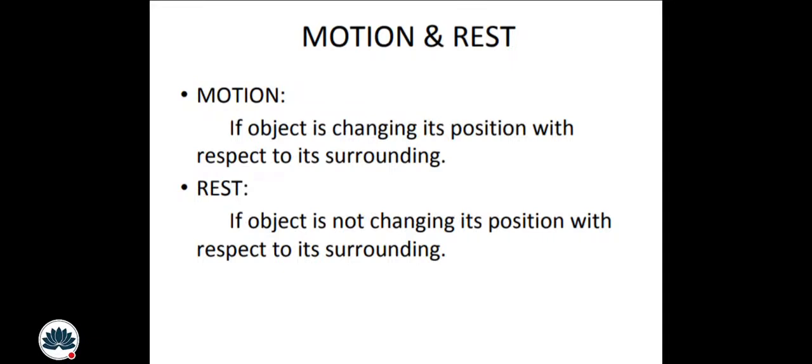Okay, what is motion and rest? In simple words, motion means movement. Rest means stationary. In physics language, motion is when an object is changing its position with respect to its surrounding. And what is rest? If an object is not changing its position with respect to its surrounding.